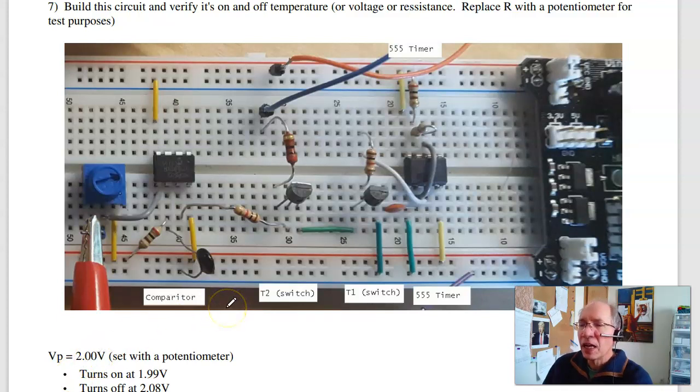Okay, and here's what the circuit looks like. Here's my 555 timer. First transistor. This is the base resistor, 1K, turning it on. Here's the second transistor. Here's the 1K resistor coming from the comparator. And what the pot does is I can adjust that to adjust the on-off voltage.